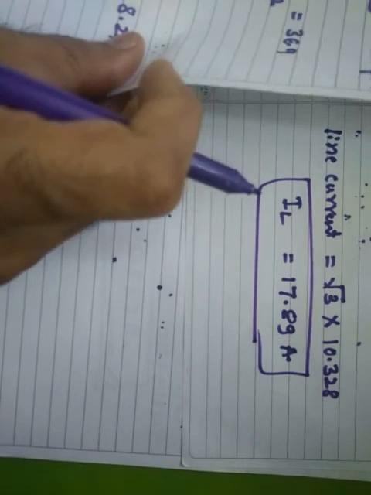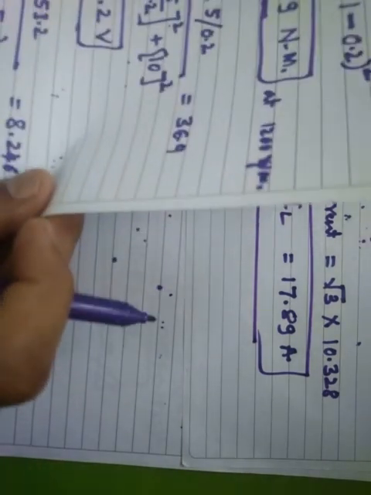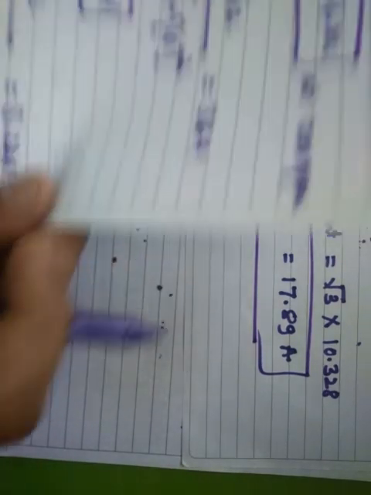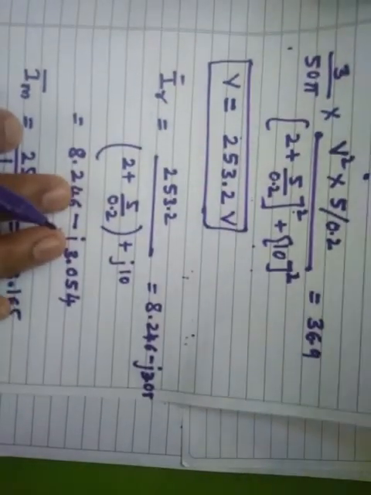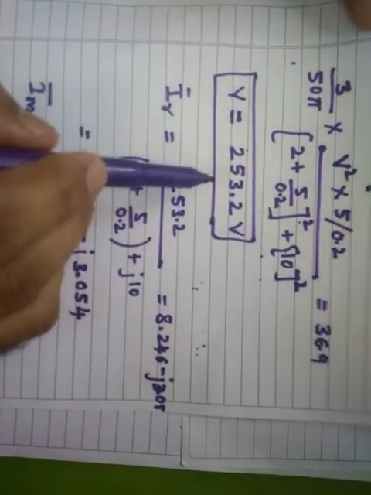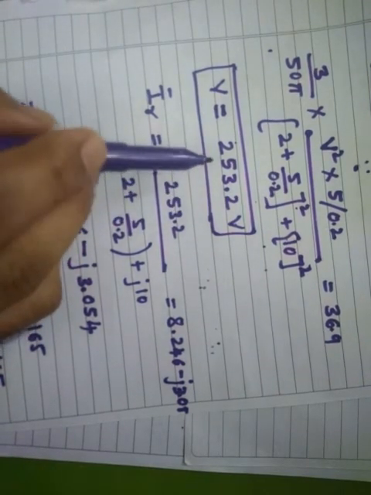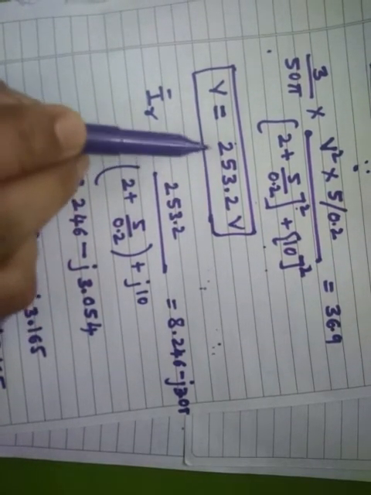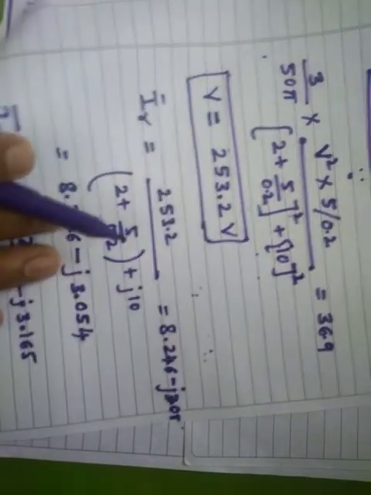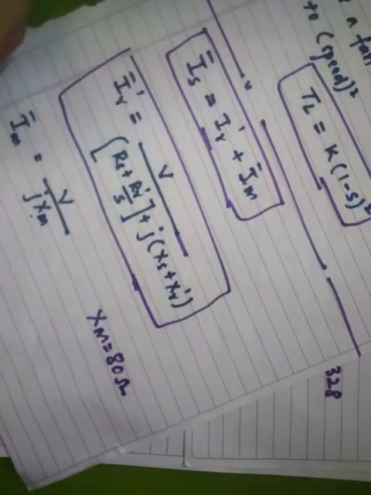Now I will conclude here. First we calculated the load torque and the voltage. The terminal voltage is reduced. So I conclude the numerical question here: the voltage is reduced to 253.2 volt. At that time the speed becomes 1200 rpm.